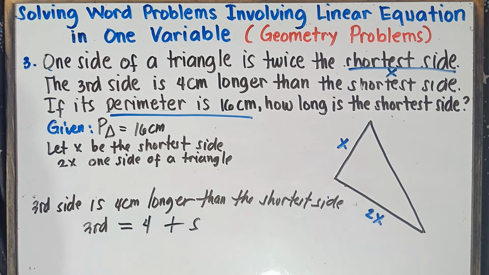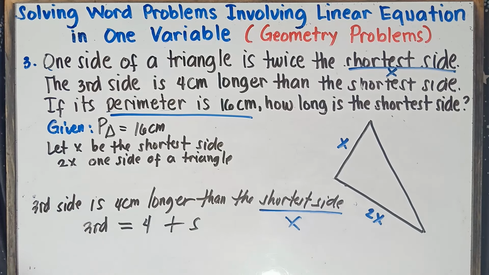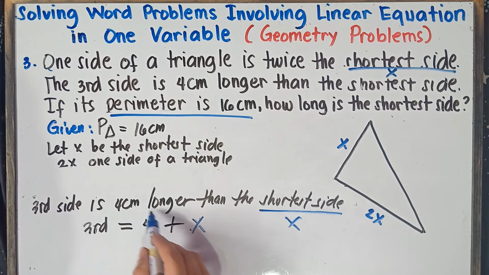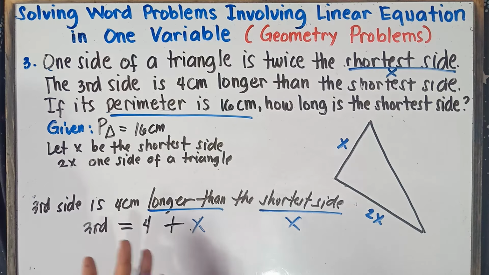So for our shorter side, we have x. Once again, class, for our shorter side, that would be x. So this will be x. Once again, class, if you have this word longer than, more than, just simply do it in reverse.